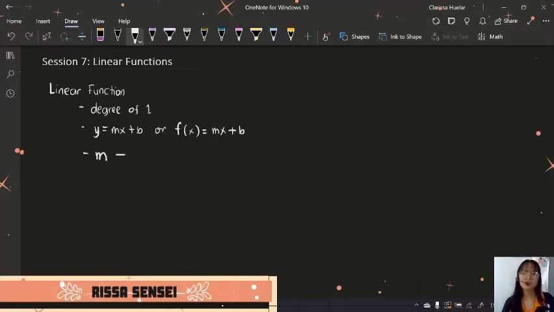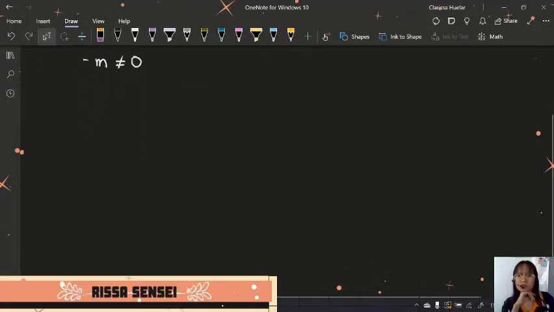And take note that the slope or m must not be equal to 0. So, hindi dapat siya mag-0 kasi hindi na siya magiging linear function. It will become a constant function. And b, that is the y-intercept. Okay?